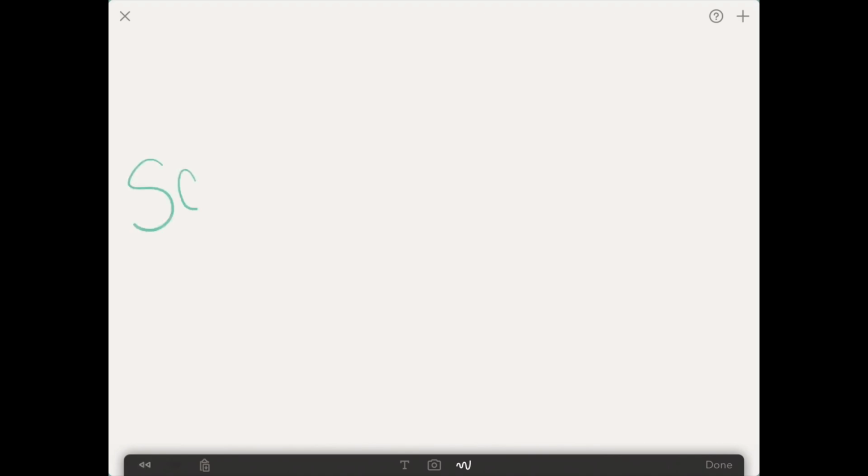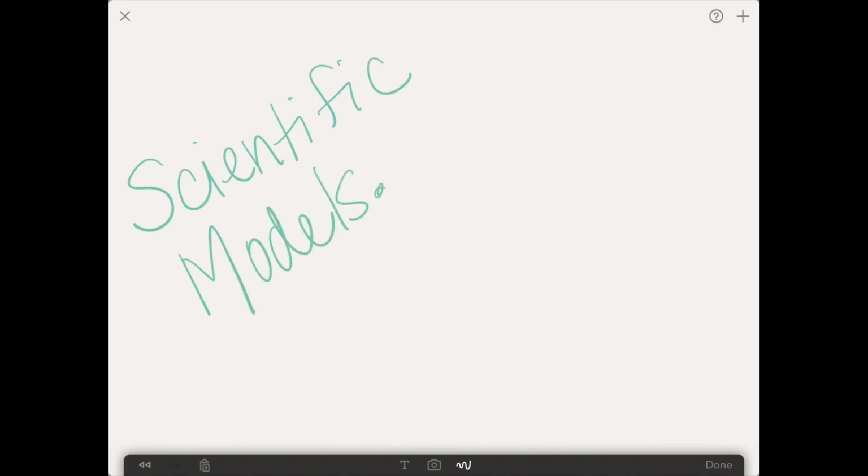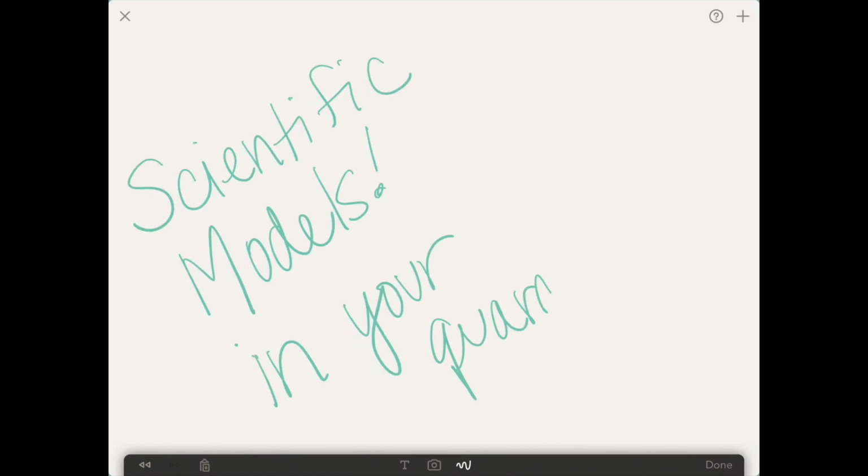This is Miss Bombardieri. In this video, we're talking about scientific models. You may have learned these in 7th grade, or this might be a reintroduction to these. So remember, models are physical, meaning you can hold them in your hand, conceptual, meaning they are a set of ideas used to explain something, or mathematical, which is a set of graphs or numbers to explain something.